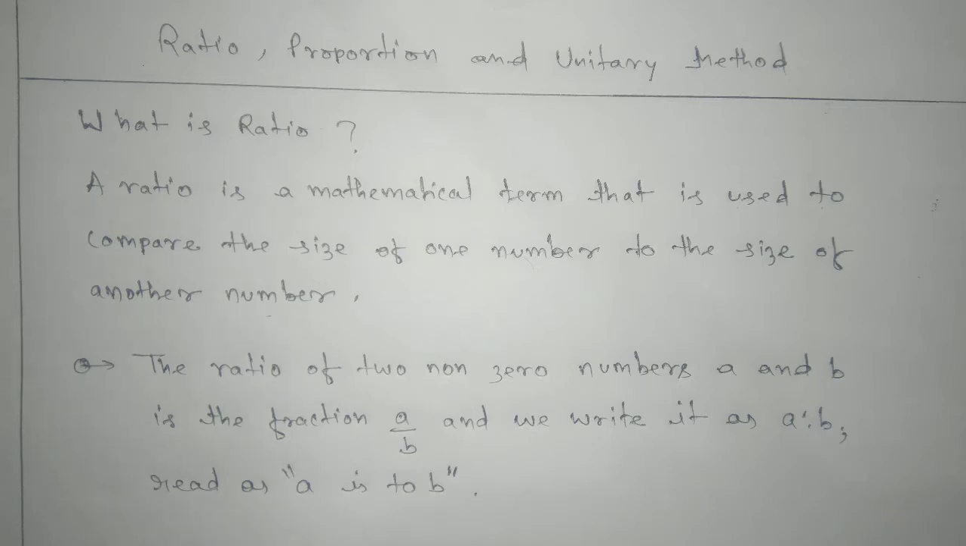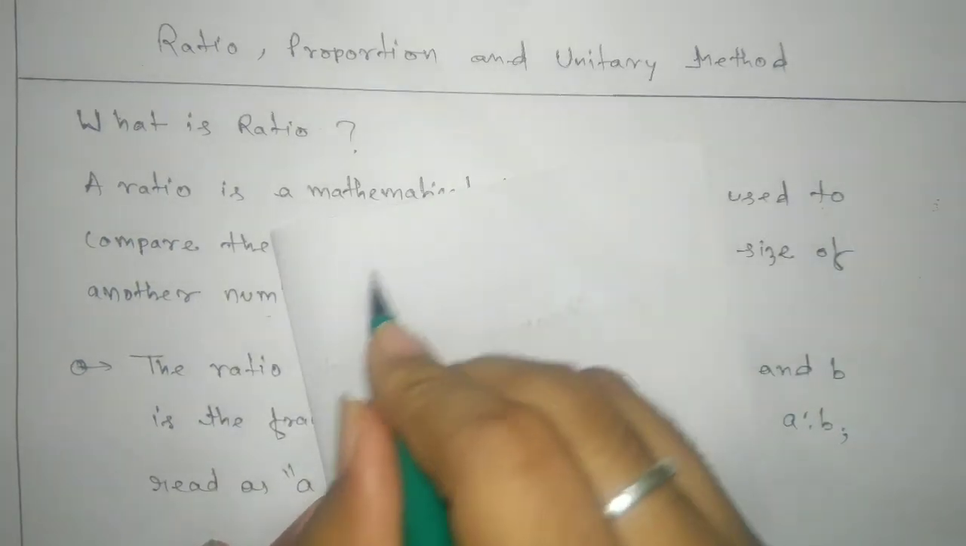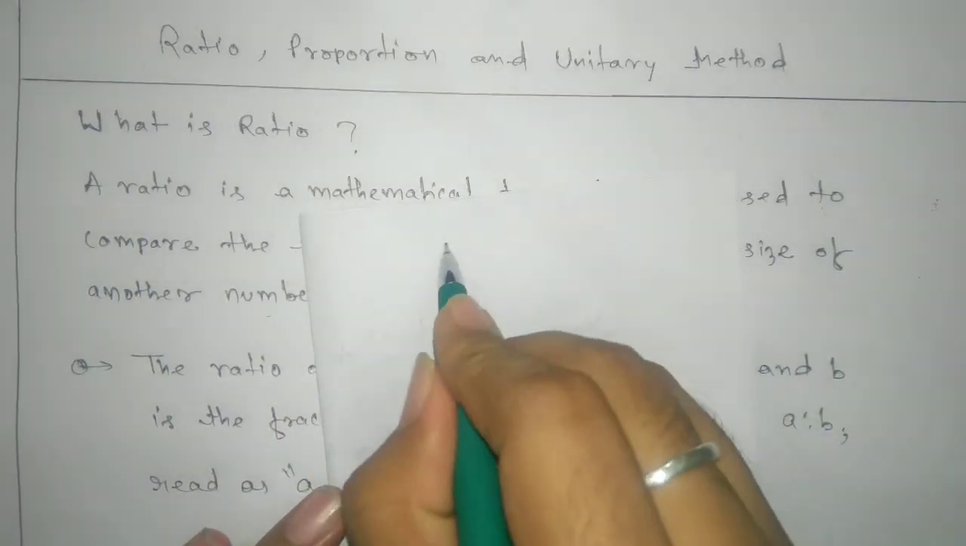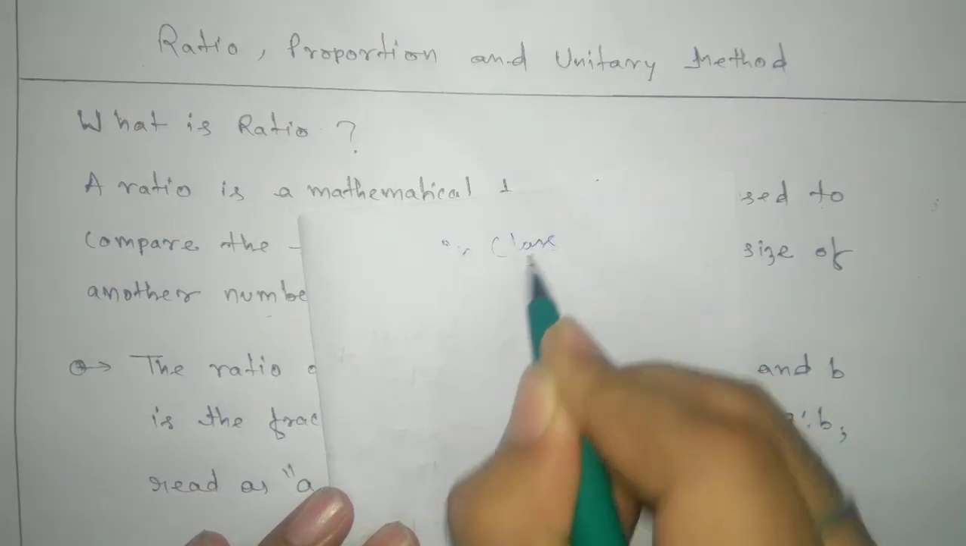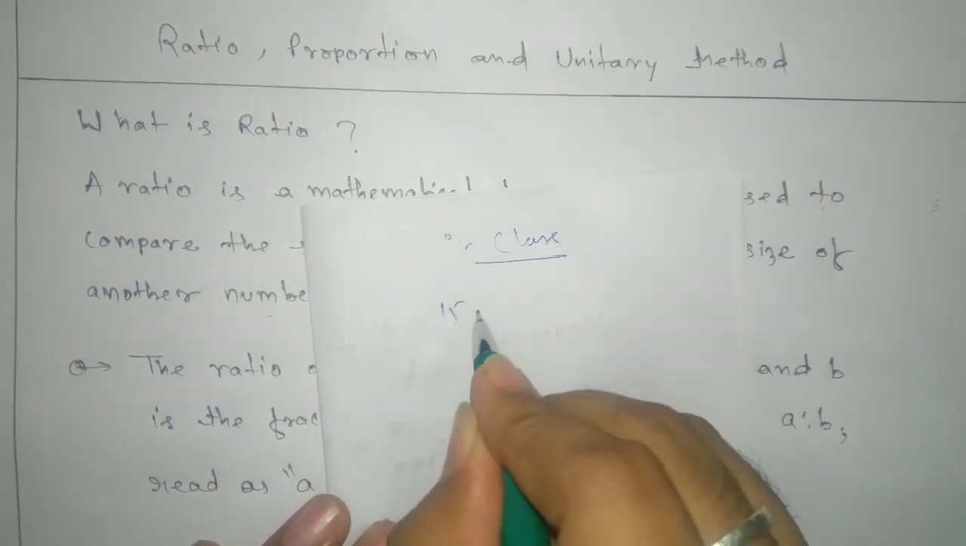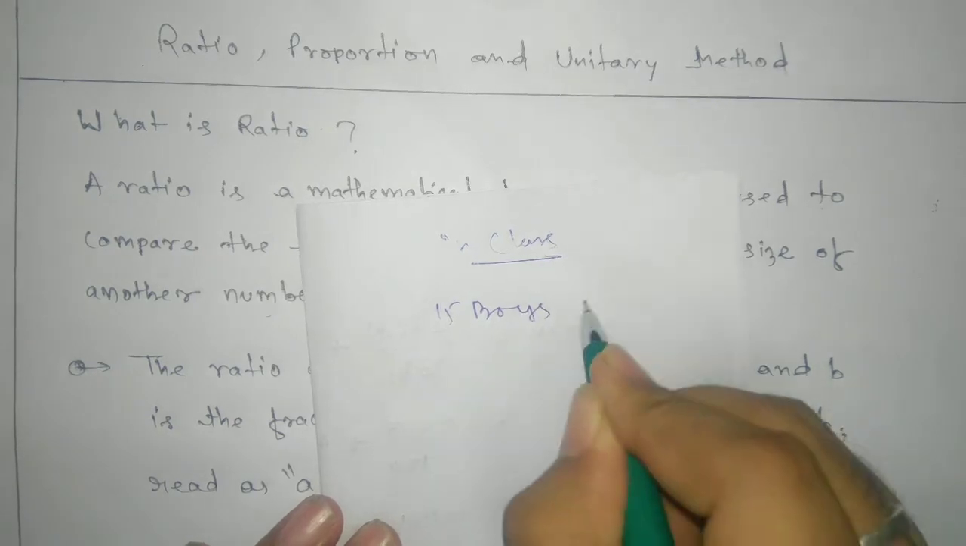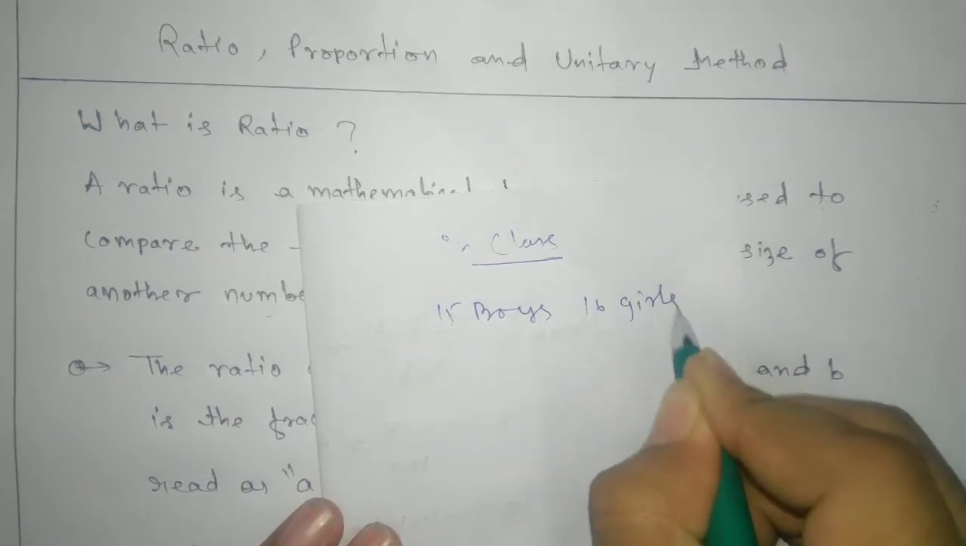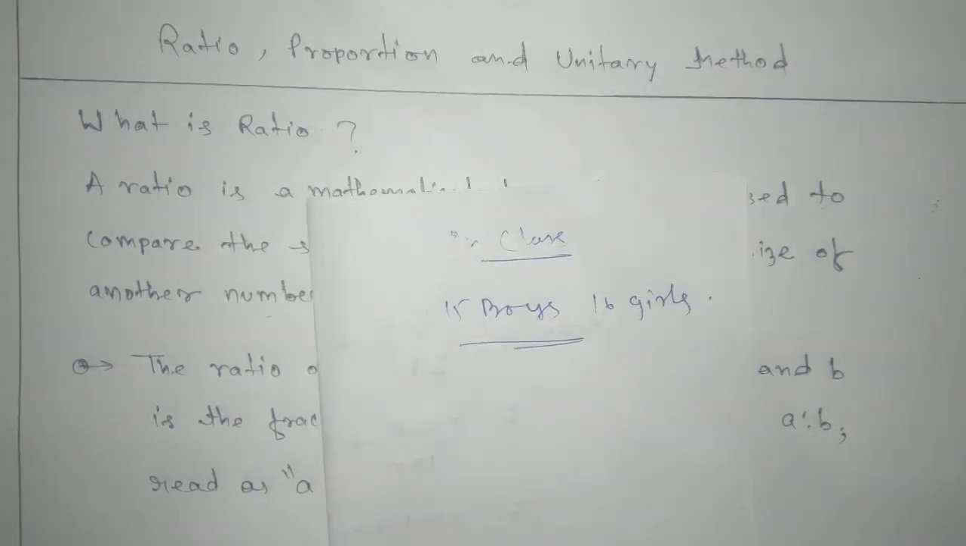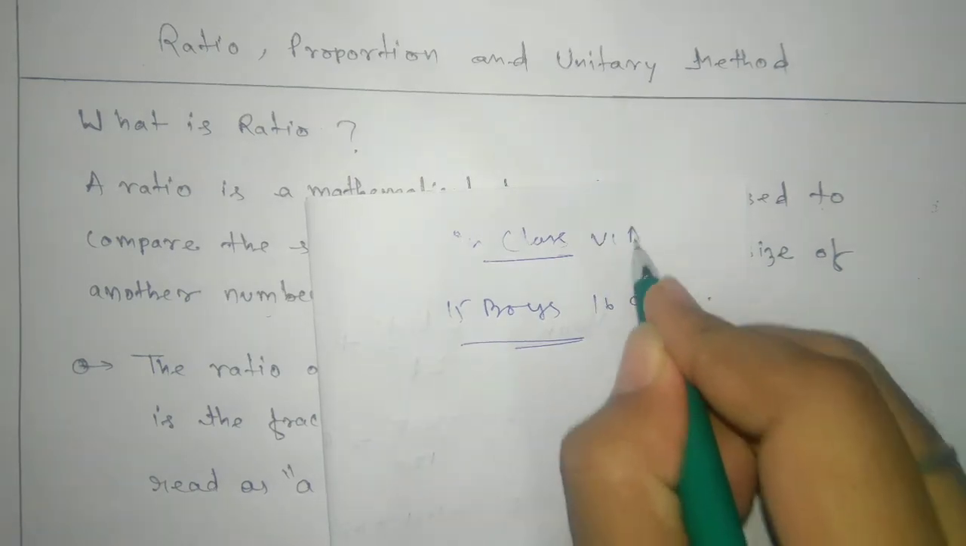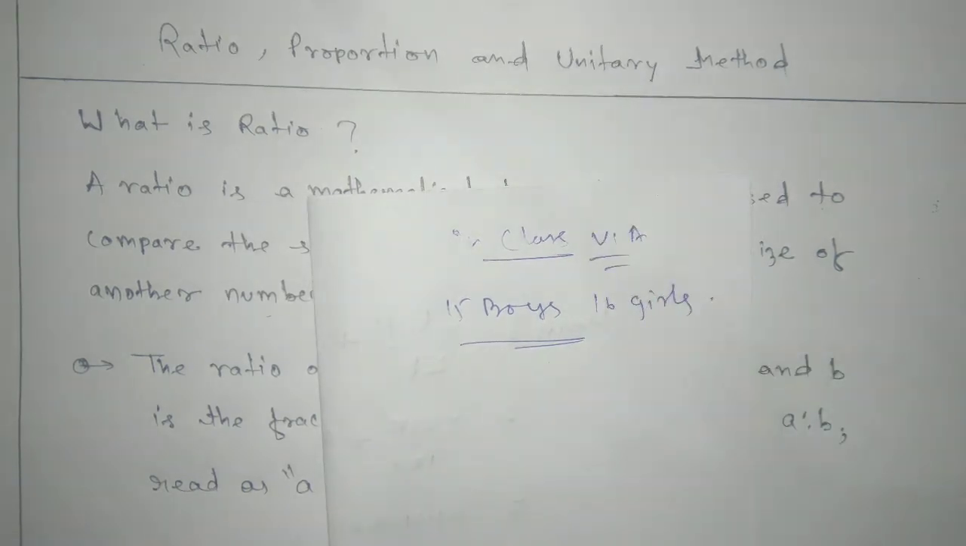Let's see the definition. A ratio is a mathematical term that is used to compare the size of one number to the size of another number. That means if we take, in your class, 15 boys and 16 girls. Now you need to keep this in ratio in class 6A. Think like that: in class 6A, 15 boys and 16 girls.